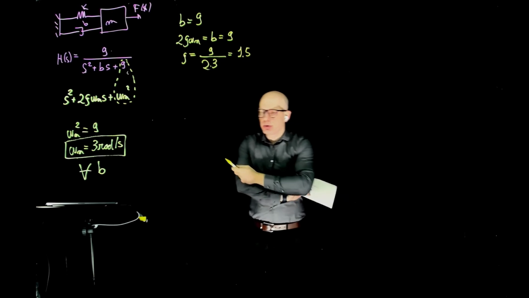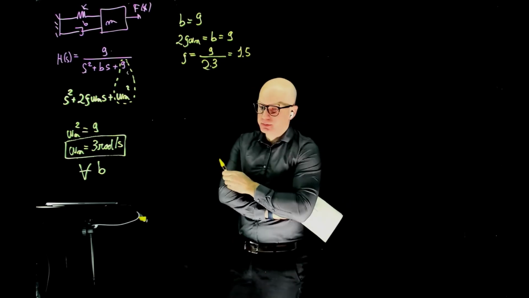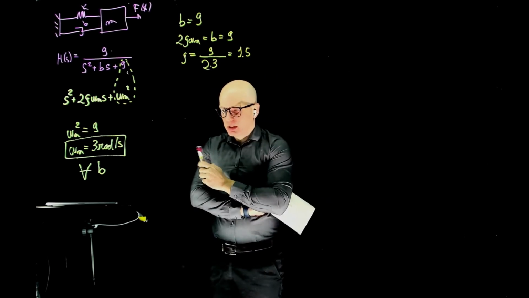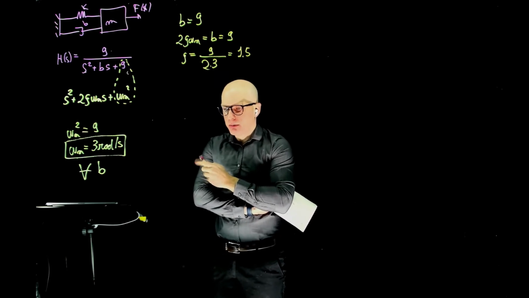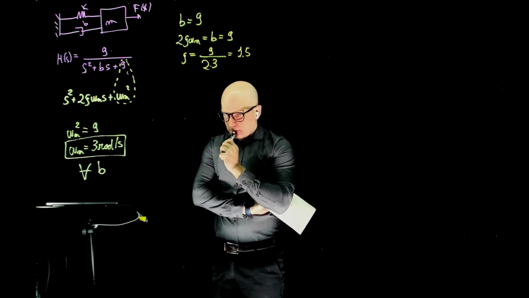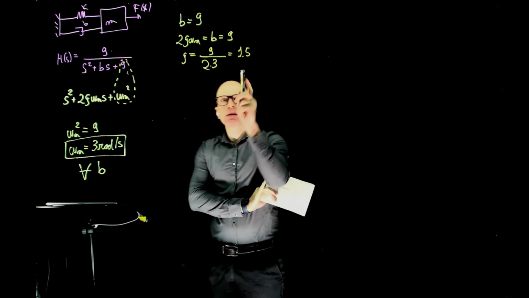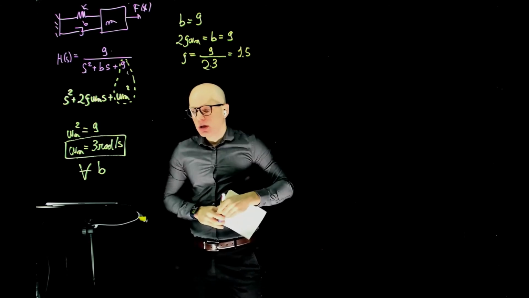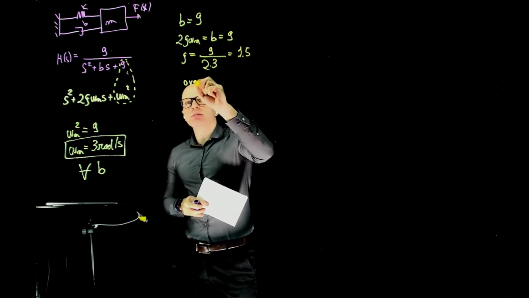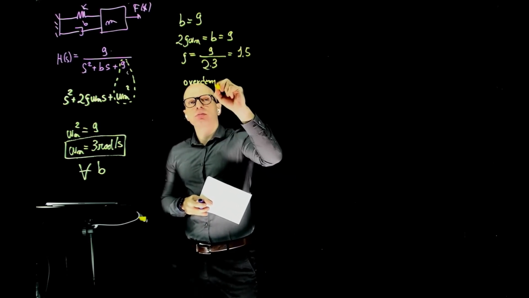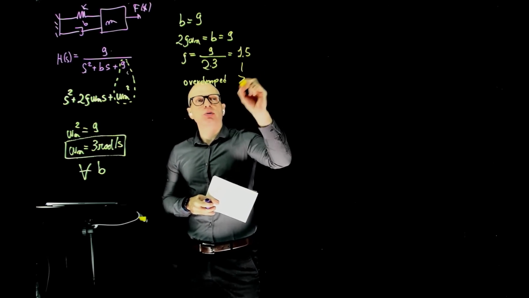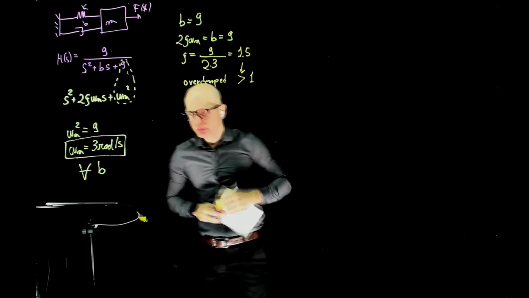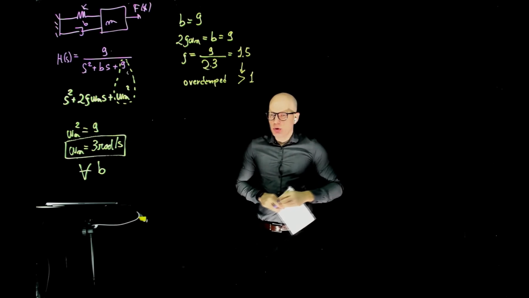What type of temporal response should we expect? Sinusoidal, exponential, both? Exponential. Only exponential, right? So this system has a damping ratio greater than 1. This is an overdamped system because this is greater than 1, and we only have exponential.